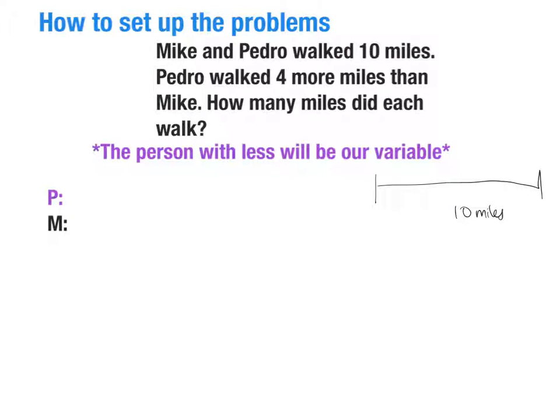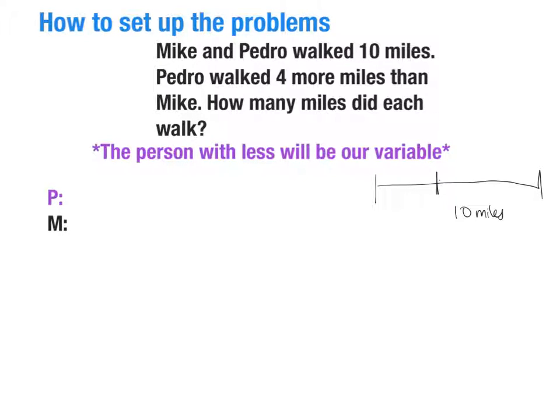Now, they didn't start and finish together, okay? What happened is that Pedro walked 4 more miles than Mike. So basically, Pedro walked to Mike's house, and that took him 4 miles. And then they walked together, and a grand total walked was 10.